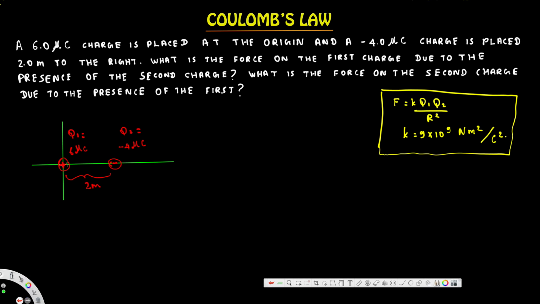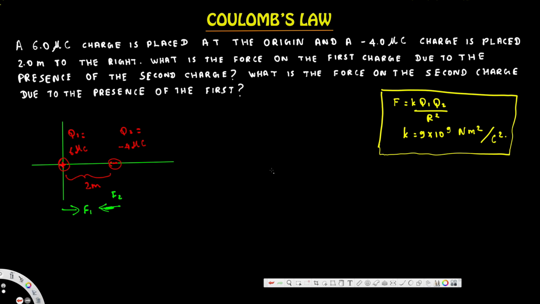Since these are opposite charges, they are going to attract each other, so the force due to the first charge is going to be in this direction, and the force due to the second charge is going to be in this direction. Since they are opposite charges, they attract each other, so the directions are going to be toward the other one. Okay, now let's go ahead and calculate.